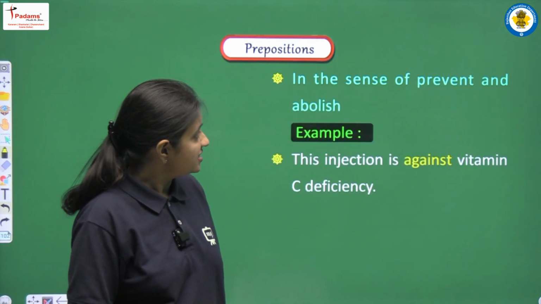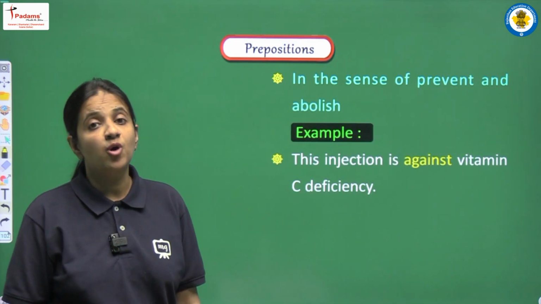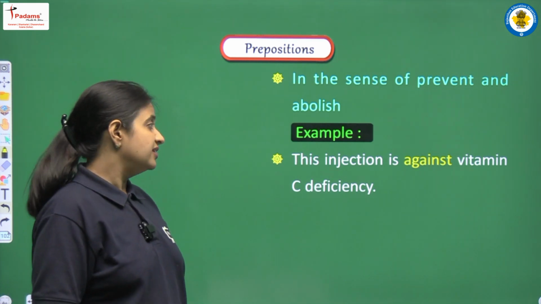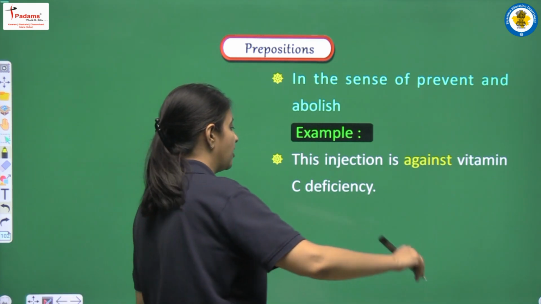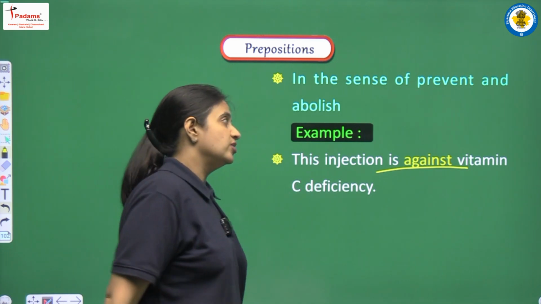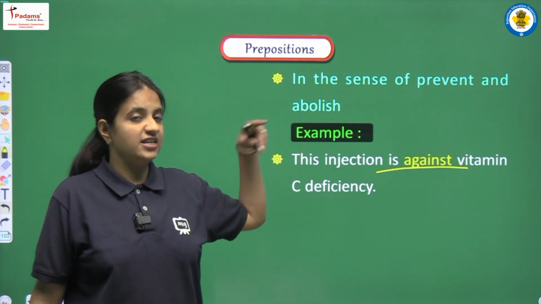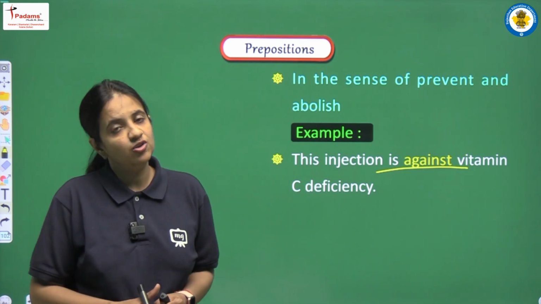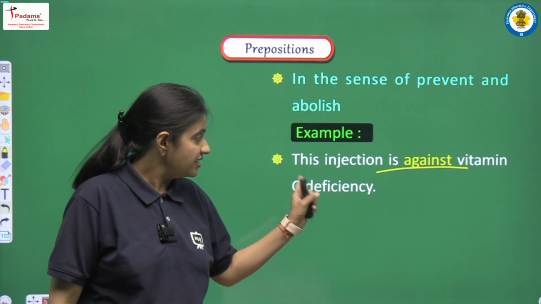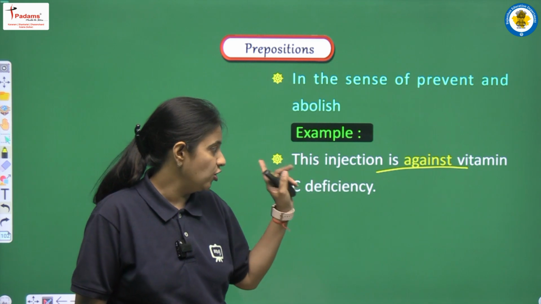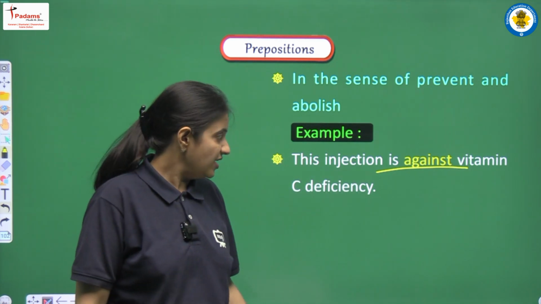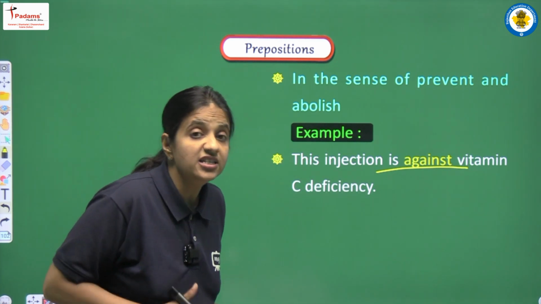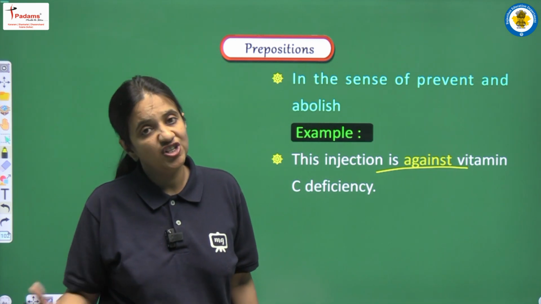It is used in the sense of prevent and abolish. Let's see the example. This injection is against vitamin C deficiency. So yes, whenever we are trying to show the sense of preventing something, the sense of abolishing something, then also we can use against. In this sentence we are talking about one injection, and we are saying that this injection is against vitamin C deficiency.